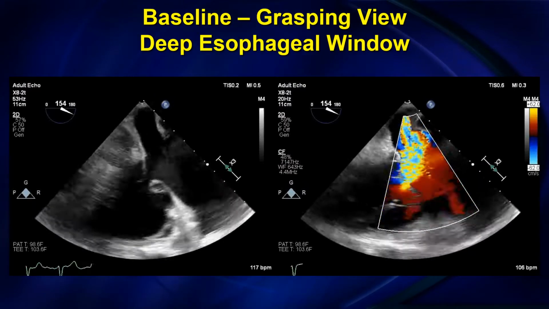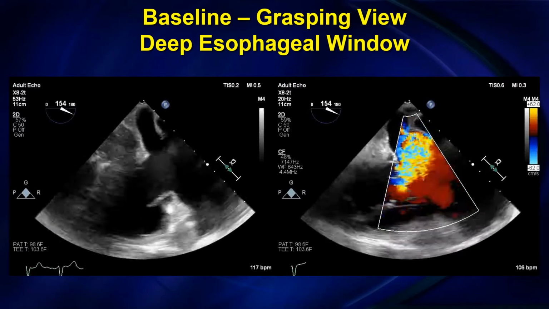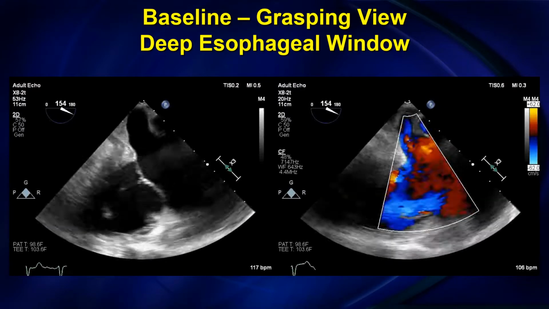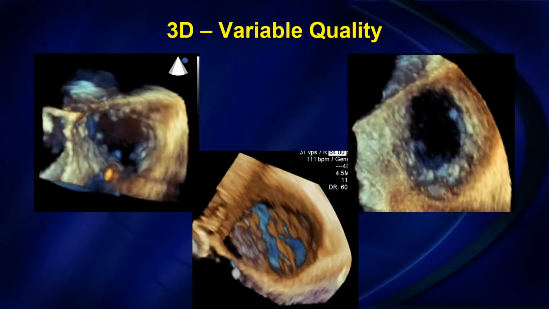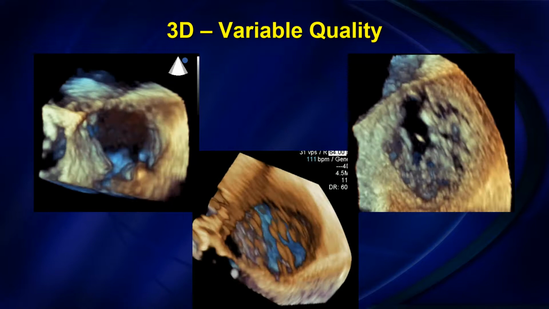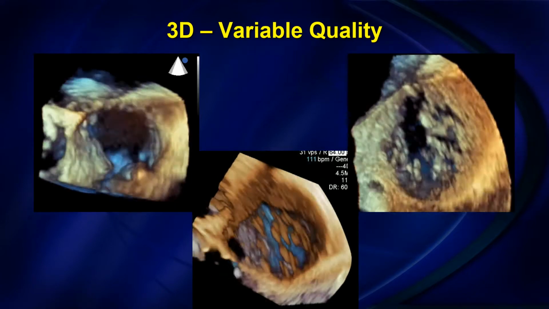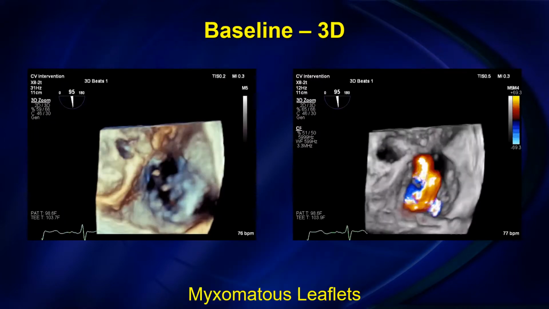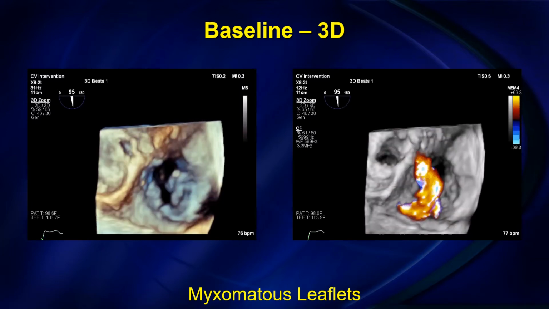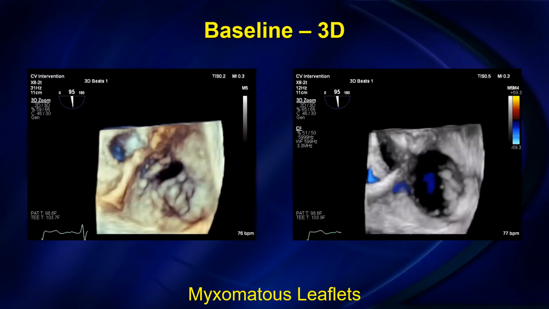Again, if the leaflets are not well visualized from the mid-esophageal windows, deep esophageal windows should be attempted and can often yield better images. 3D imaging of the tricuspid valve can be of variable quality, but can be helpful for clip arm orientation and gross assessment. Here the 3D images show a myxomatous tricuspid valve with myxomatous leaflets.